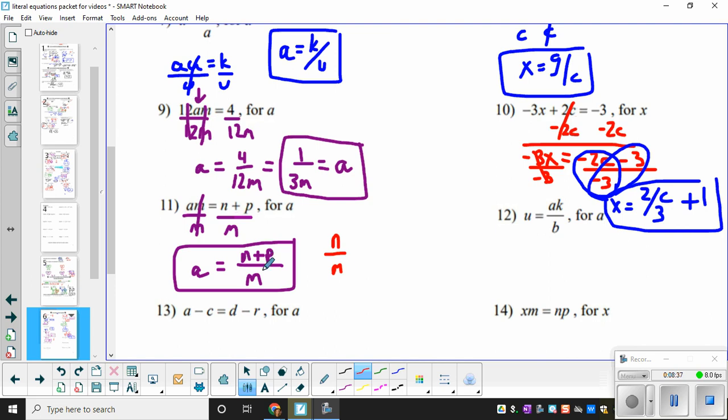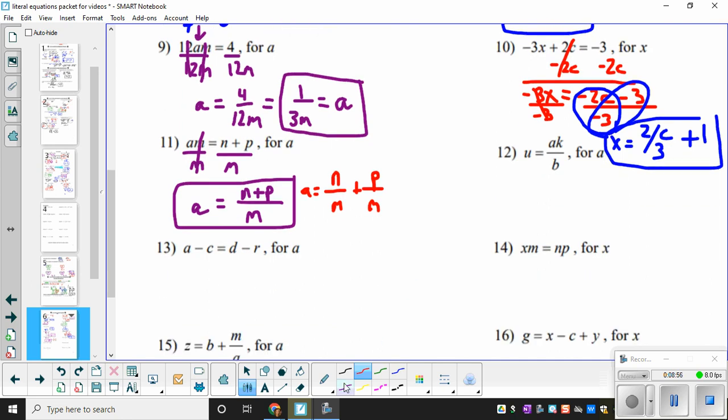And then plus p over m. That is something you could write down in red, but I'm not going to box it because I really don't think you're going to have to do the heart method if it's all variables. It should just be n plus p over the letter m. All right, sweet. Now we're on number 12 here.